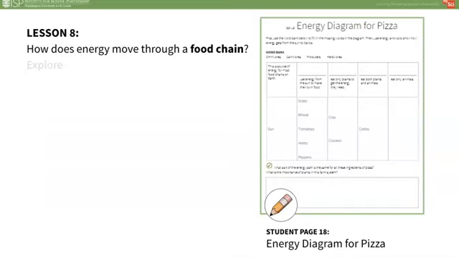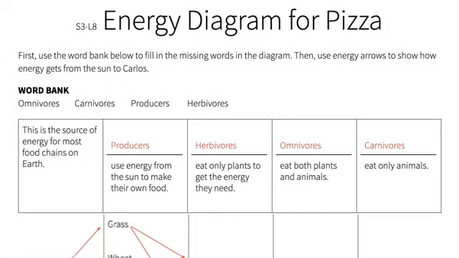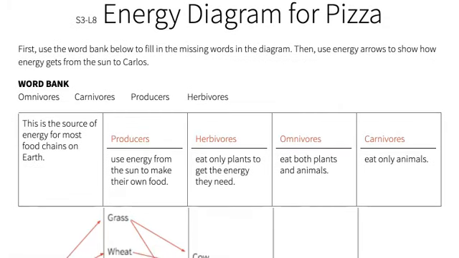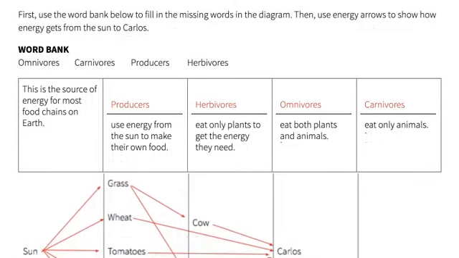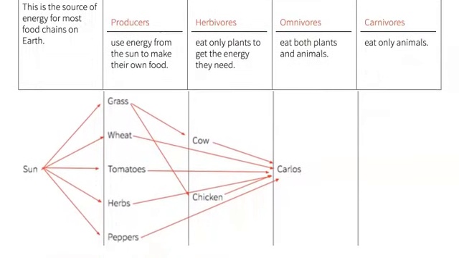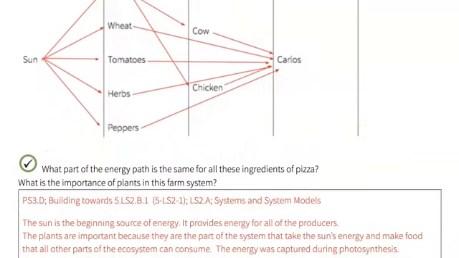Next, have students turn to the energy diagram for pizza activity on page 18 of their science journals. Introduce students to the vocabulary words consumer, decomposer, carnivore, producer, omnivore, and herbivore. Students should fill in the words with your guidance. Use teacher page 16, shown here, to direct student thinking about these new vocabulary words.